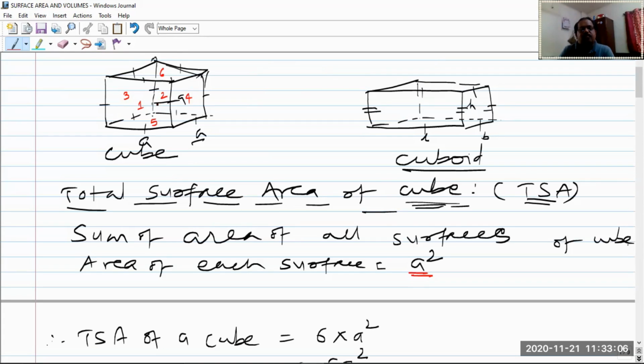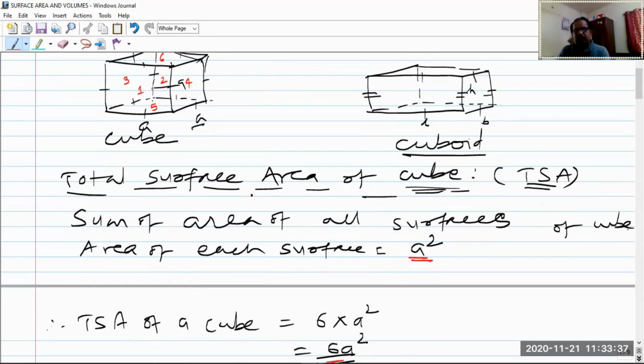So whenever you are asked to find the lateral surface area, then we need to add the areas of these 4 surfaces only, right? So here for this cube, the lateral surface area will be the sum of the areas of 4 squares. Each has its side equal to a, so it will obviously be 4a square.